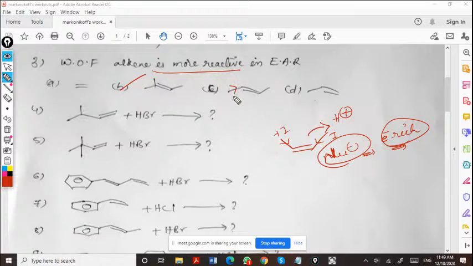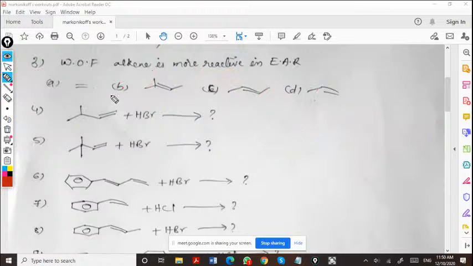Okay, because these are two alkyl substituents, this is one, this is zero, and this one has three. So this is more reactive. So these are based on the reagent system and electrophilic addition reaction. Now we need to give the products of the Markovnikov. So these are very important. So I hope you are very attentive.